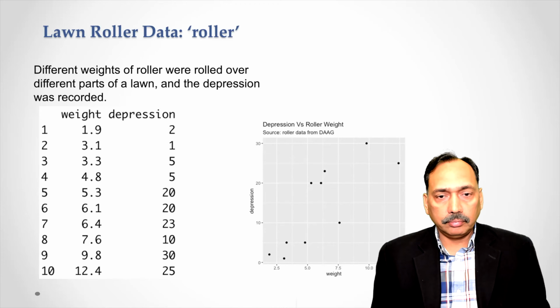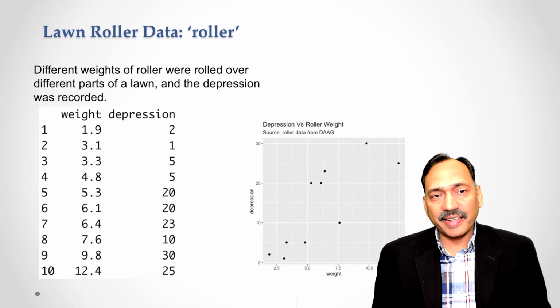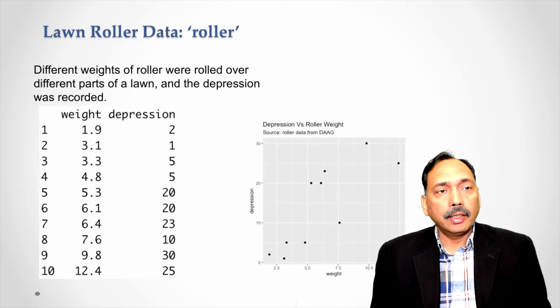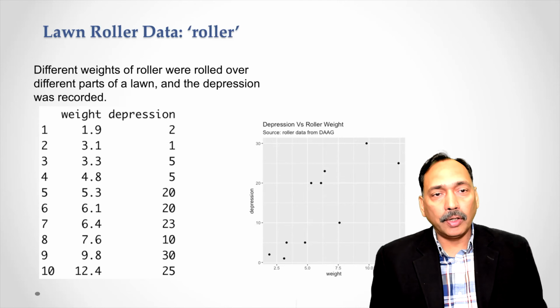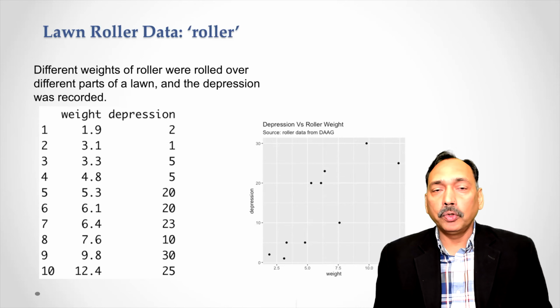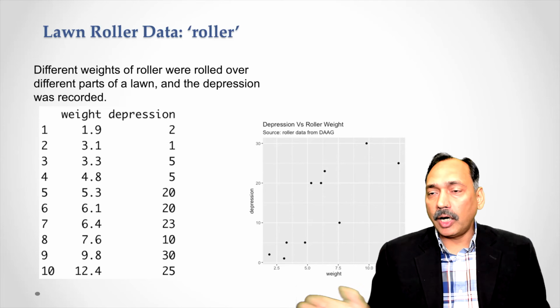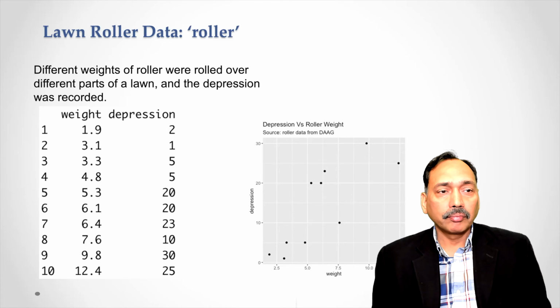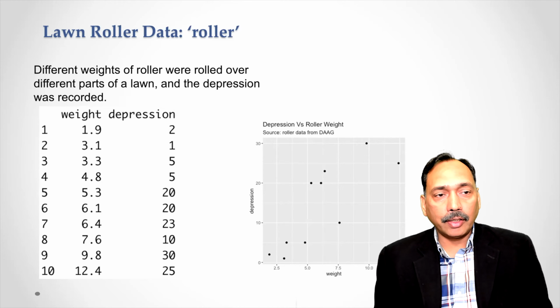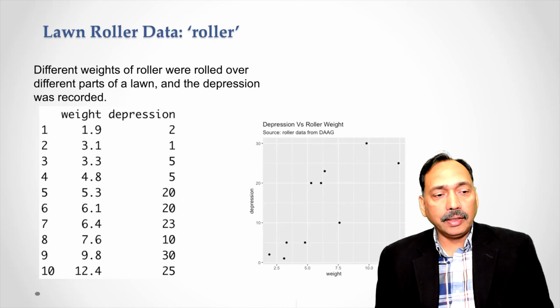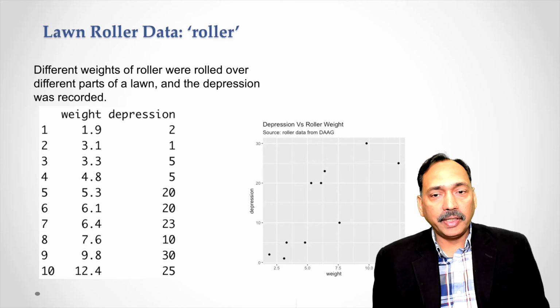This is a small data that I'll use as an example. And this data is called roller. It's about lawn roller data, where we have different weights of a roller that were used for different parts of a lawn. And whatever depression was achieved is recorded. You have 10 pairs of data points.